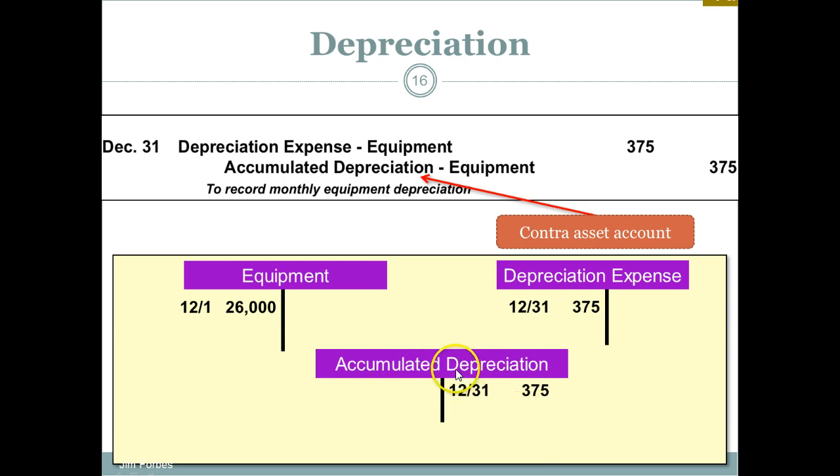And then later on, you will subtract the balance of this value from here to get what is called the book value of the equipment. And that is what you will show on your balance sheet. On your balance sheet, you will actually show the cost less the accumulated depreciation to get your net book value.